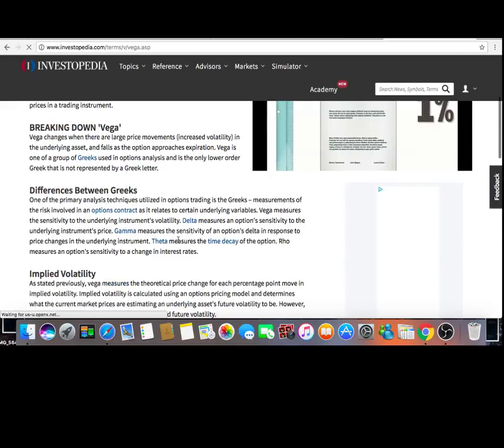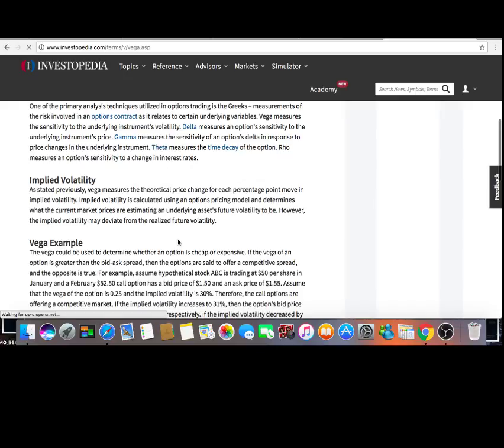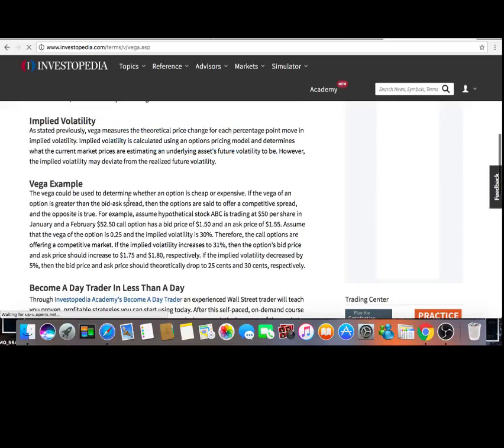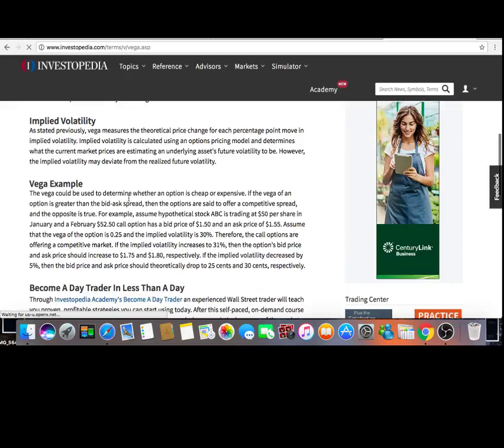Okay, so the Vega can be used, for example, to determine whether an option is cheap or expensive. If the Vega of an option is greater than the bid or ask spread, then the options are said to offer a competitive spread, and the opposite is true.